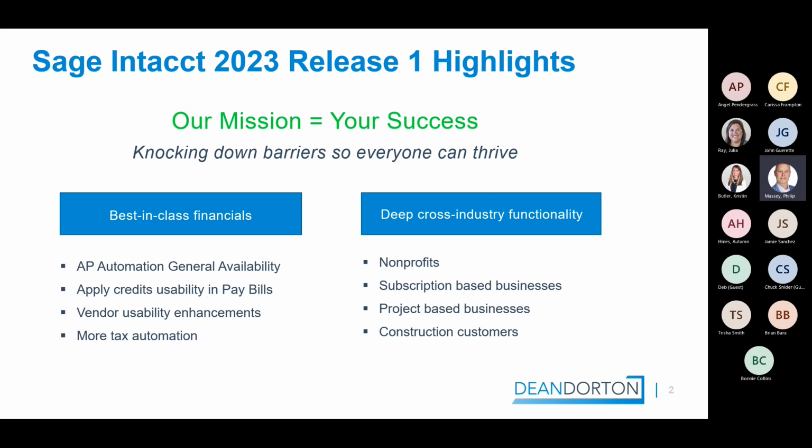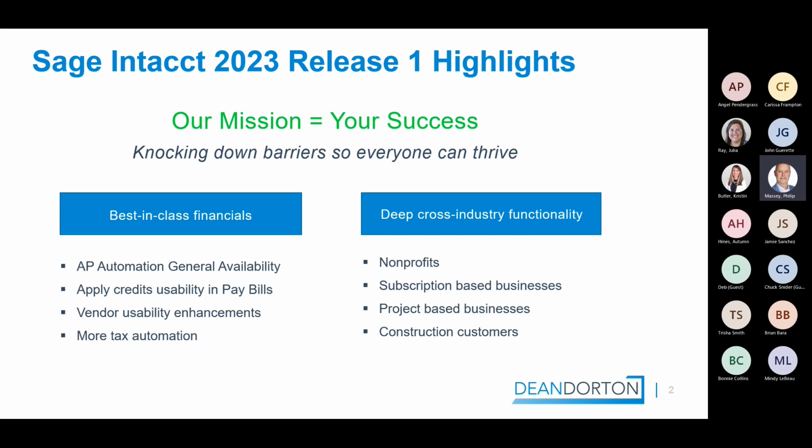But there are some new things as well that go along with that. The credit application process and paying bills is more streamlined. Some vendor usability enhancements were made, and then some deep cross-industry functionality in different areas as well. So we'll cover those a little bit. And as always, if there's something you want to see more of, then please just let us know. We'd be happy to talk with you more about anything specific to nonprofits or project-based organizations. If you're on the Sage Intacct construction module, happy to talk with you about that as well.